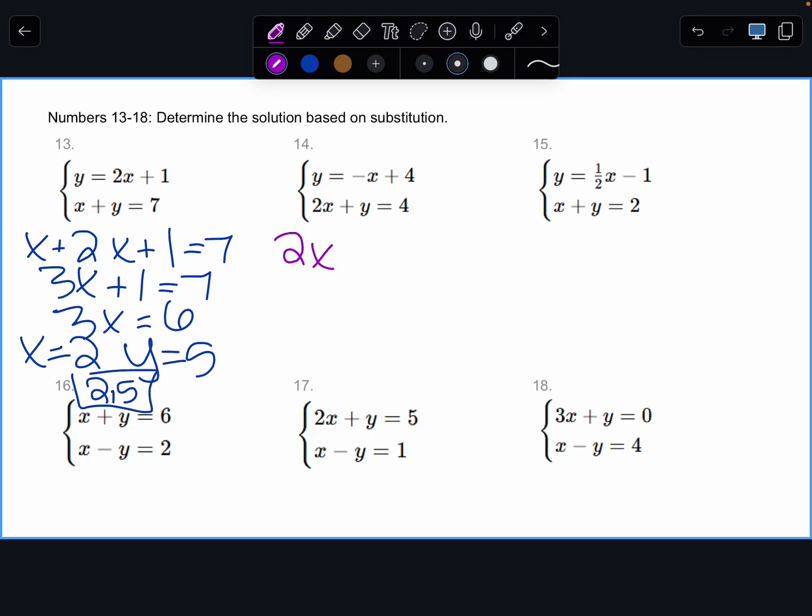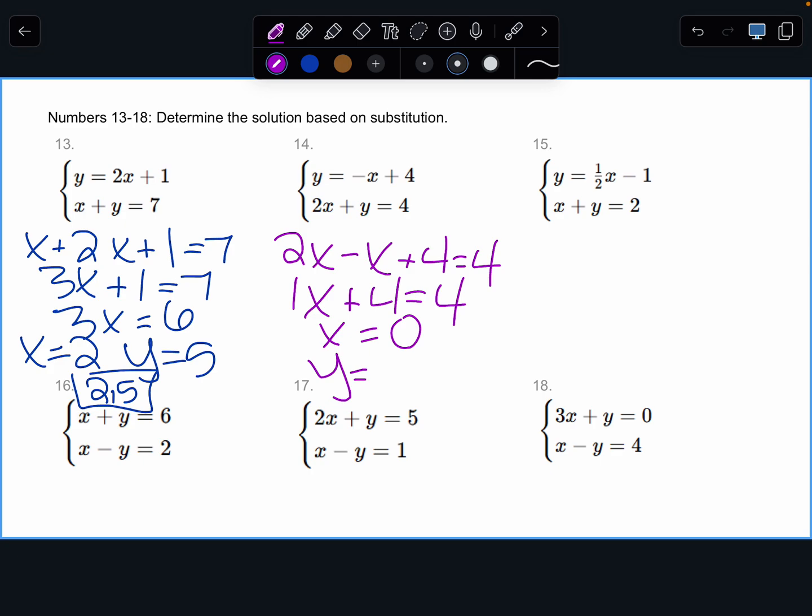Here you should get 2x minus x plus 4 equals 4. So you get 1x plus 4 equals 4. So you should get x equals 0. And that would give you y equals 4. So 0 comma 4.